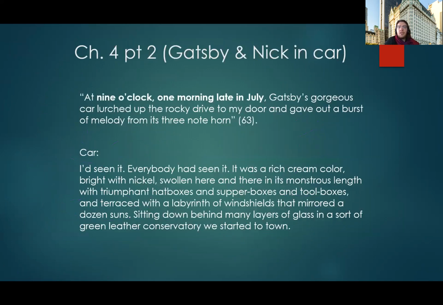So we then shift to the second part of the narrative. "At 9 o'clock one morning, late in July, Gatsby's gorgeous car lurched up the rocky drive to my door and gave out a burst of melody from its 3-note horn." Beep, beep, beep, or however the horn goes. Go outside and ring your own horn. Here we start in the morning. That's what I want to emphasize there.